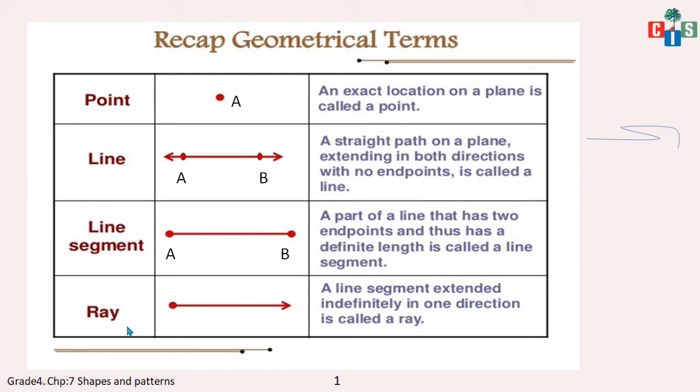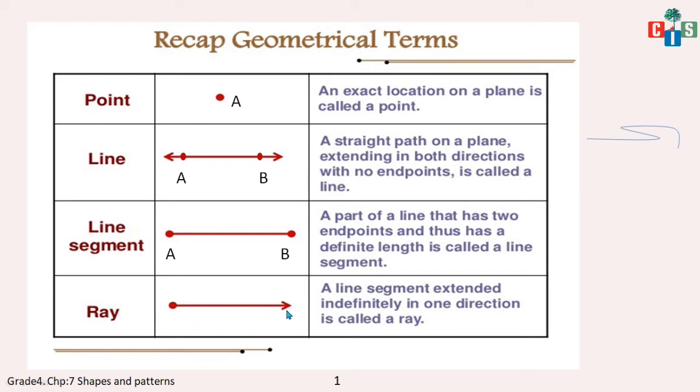Fine. Now what is a ray? Now a ray is a line segment. What is the first statement? It is a line segment. So a ray is a part of a line segment and a line segment is a part of a line. So ray and line segment are parts of a line. Yes, a ray is a line segment extended indefinitely in one direction.